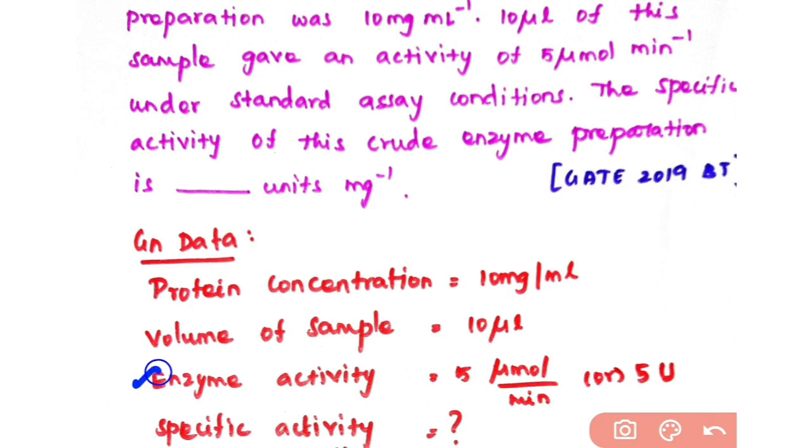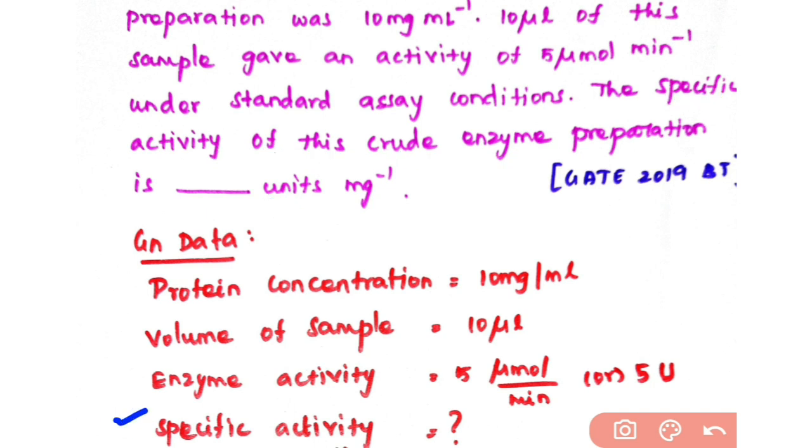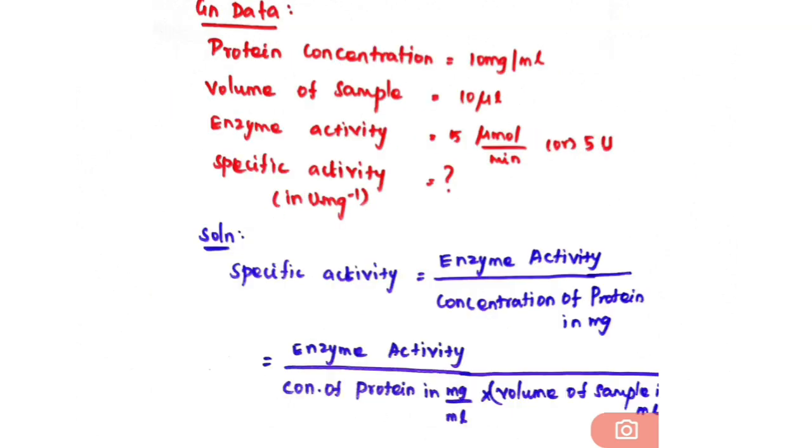So enzyme activity is equal to 5 micromole per minute, or you can write it as 5 units. So 1 unit is equal to 1 micromole per minute. Then the specific activity of this crude enzyme preparation is dash unit mg^-1. So they are asking for the specific activity of your enzyme in units per mg. The formula to calculate specific activity is enzyme activity in units divided by the concentration of protein in mg.